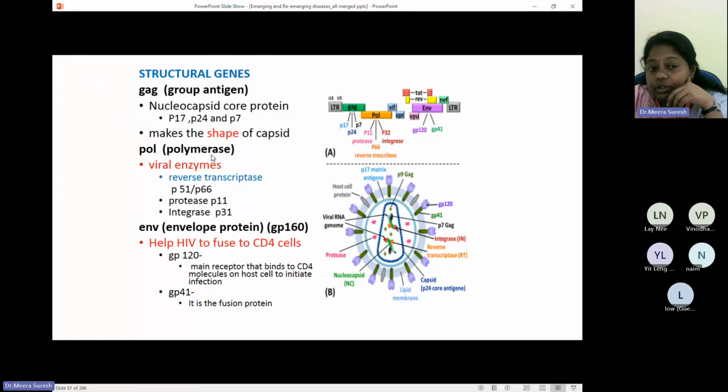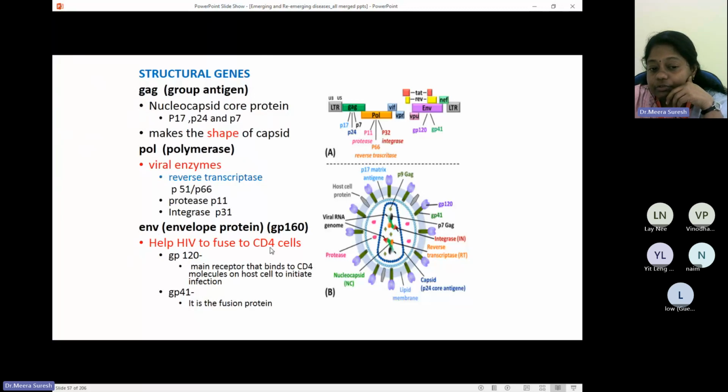Then POL, which is the polymerase antigen, is responsible for the production of the viral enzymes that we saw earlier: reverse transcriptase, protease, and integrase. So these enzymes, especially reverse transcriptase, are produced by the gene POL, or polymerase. Then we have the third important gene in HIV, that is ENV, or the envelope protein. So you understand that it forms the envelope.